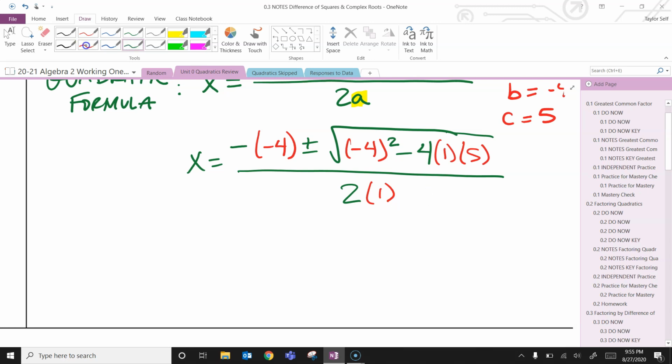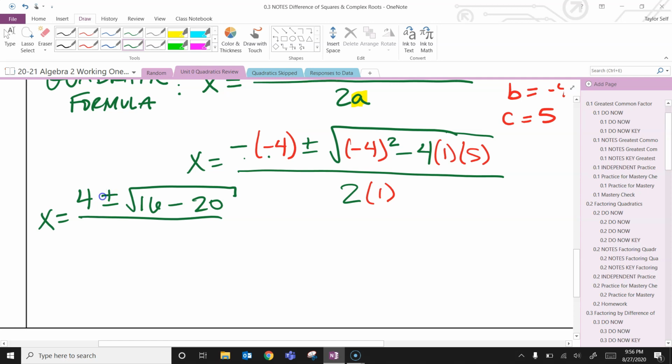Now we simplify. X equals negative negative 4, that turns into positive 4, because a negative times a negative is positive, plus or minus the square root of negative 4 squared, which is 16, minus 4 times 1 times 5, which is negative 20, all over 2 times 1, which is 2. So we need to further simplify it. X equals 4 plus or minus the square root of 16 minus 20, which is negative 4. Don't forget we still have our square root over 2.